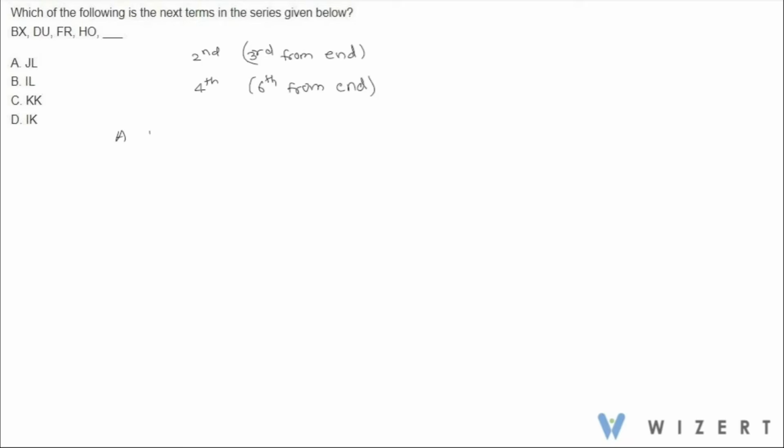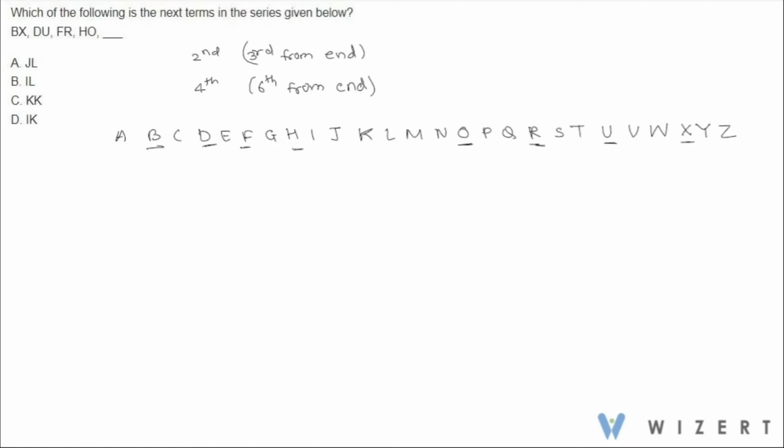So let's see: A, B, C, D, E, F, G, H, I, J, K, L, M, N, O, P, Q, R, S, T, U, V, W, X, Y, and Z. So B and X, D and U, F and R, H and, leaving 2 more letters, O. Yes, H and O.